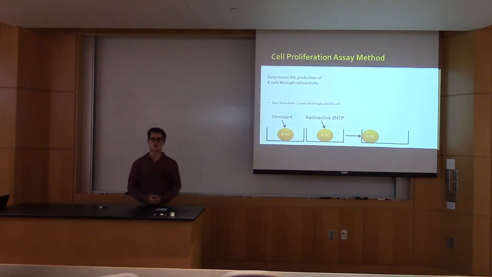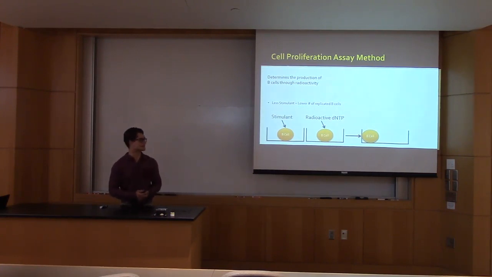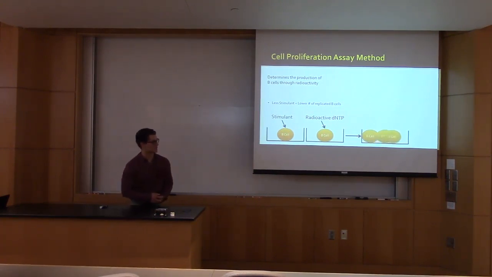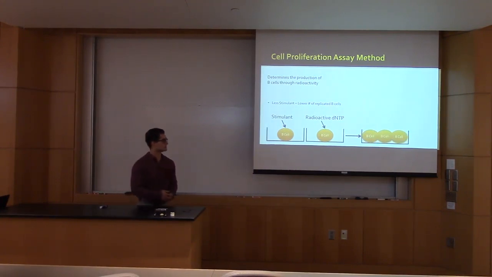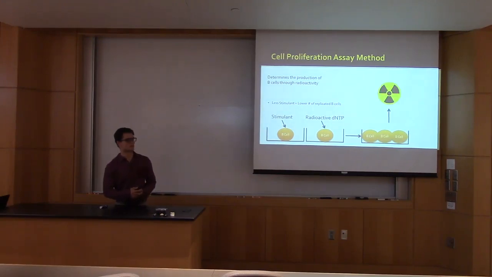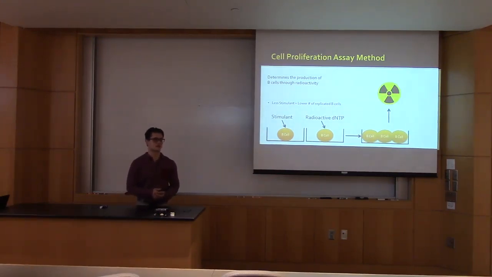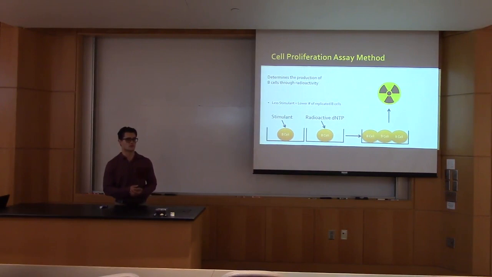And then now talking about the cell proliferation assay method. So again, this determines the production of B cells through radioactivity. So your B cell is stimulated, then given a radioactive nucleotide. This then causes the B cell, the radioactive B cell, to duplicate and replicate. And through the measurement of radioactivity, we can determine the number of B cells that were replicated.